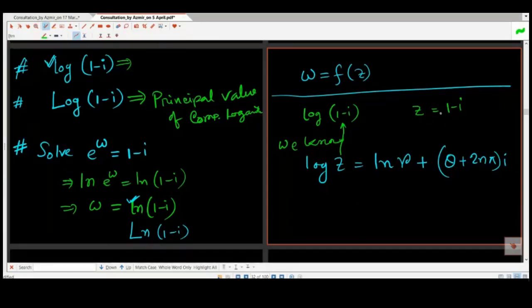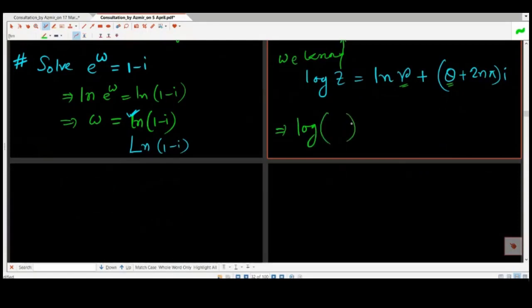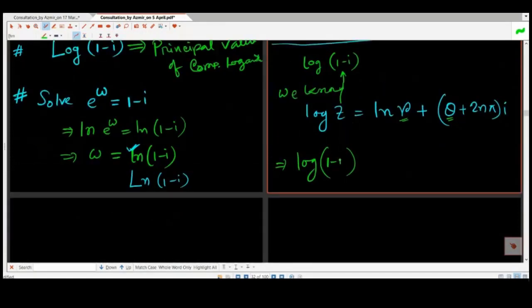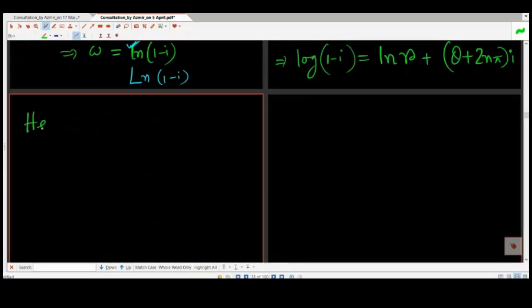So from here, we have to find the modulus and principal argument. Log of 1 minus i equals natural log of r plus principal argument plus 2n pi i. So here z equals 1 minus i. So we can understand that we have to find r and theta, and that theta should be the principal argument.